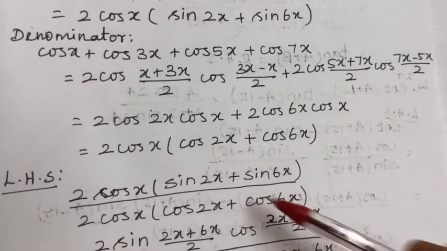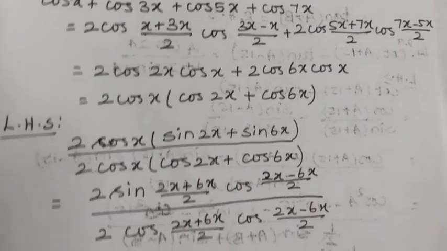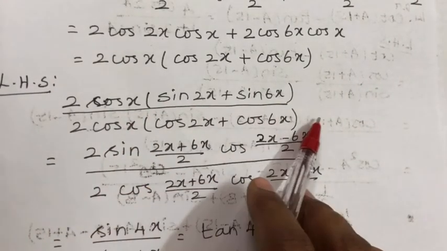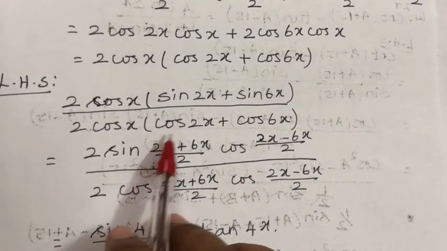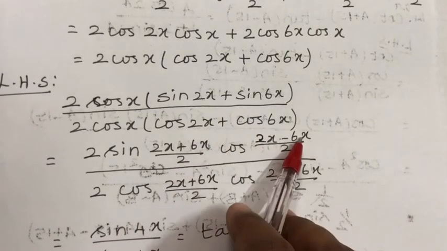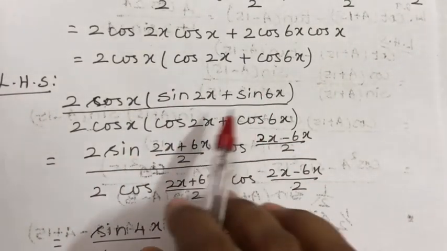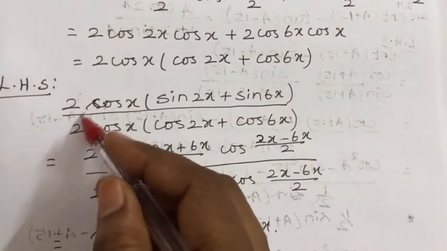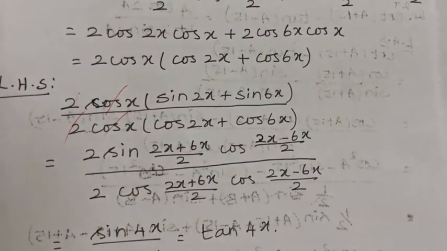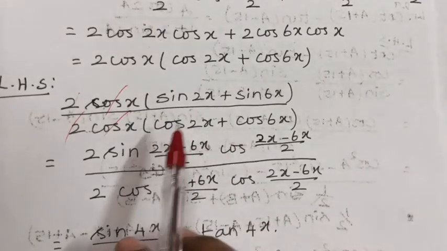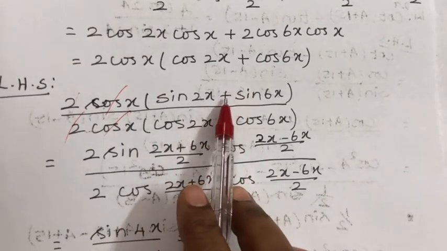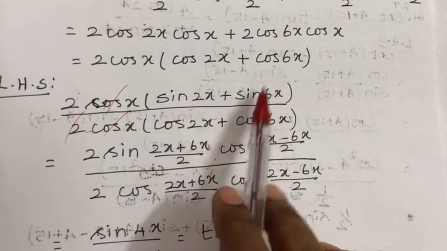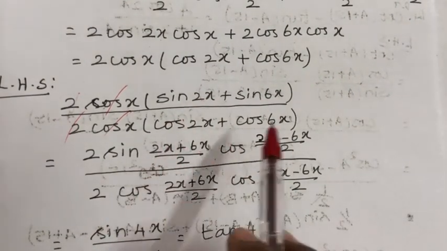Okay. Let us substitute the values in the numerator and denominator. So, 2 cos x into sin 2x plus sin 6x divided by 2 cos x into cos 2x plus cos 6x. We have to show this expression is equal to tan 4x, isn't it? So, 2 will get cancelled, cos x will get cancelled. Now, we are going to use again the sum to product identity. So, on top sin a plus sin b. In the denominator cos a plus cos b.